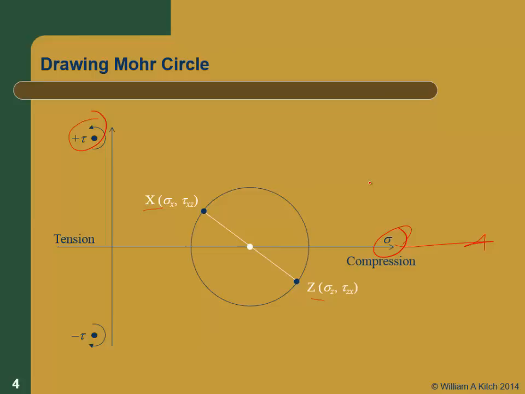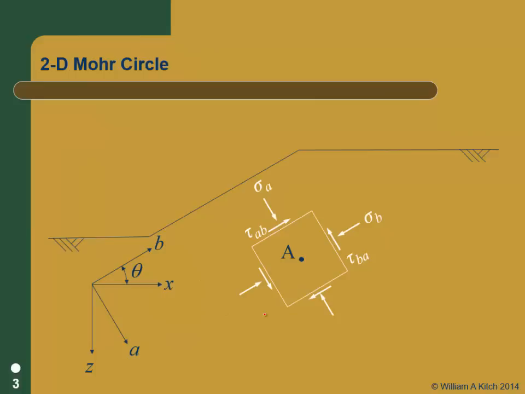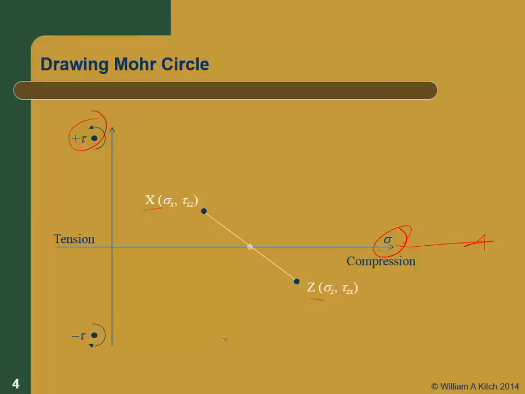Remember, at point A, I can talk about the state of stress in this coordinate system, or this one, or any other one. It's all the same, right? That circle represents all possible states of stress. I just pick different points on the circle, and I get different orientations, but they're all the same circle. So that circle is the state of stress at point A.